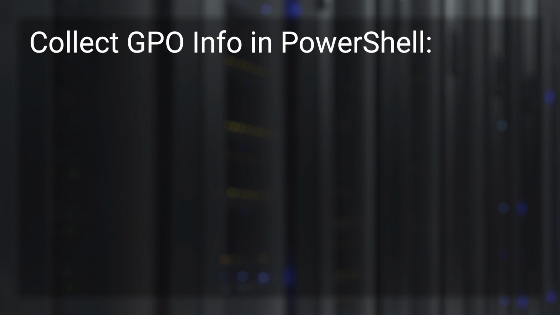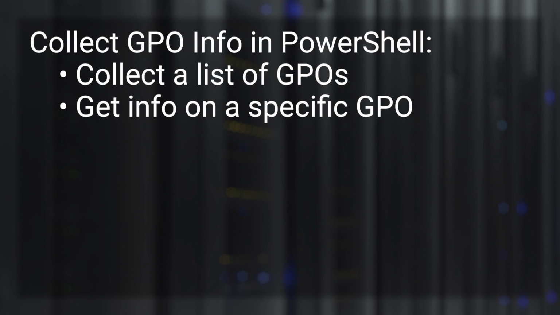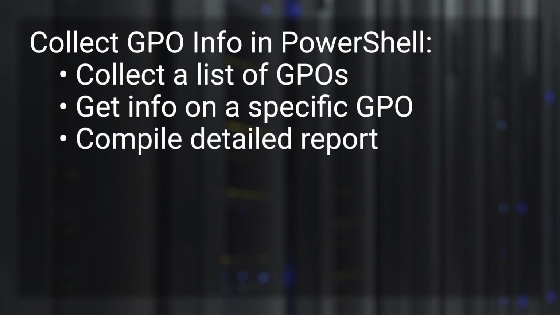This video is dedicated to demonstrating how to use Windows PowerShell to quickly gather Active Directory group policy information. We'll look at using PowerShell commands to collect a list of GPOs, how to bring up a specific domain GPO, and finally how to compile a detailed report on all domain GPOs.